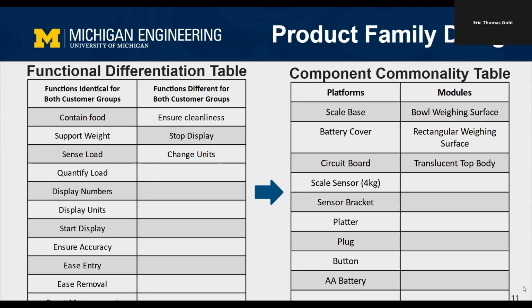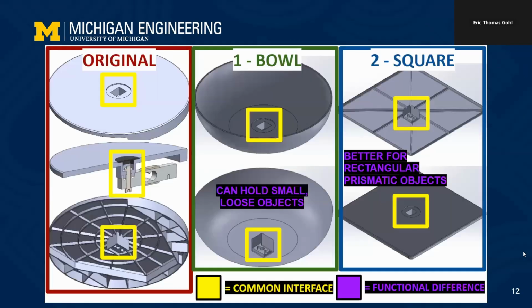This then translates into the component commonality table, where you can see most of the parts are the same across platforms, and only the upper parts separate the modules, as can be seen in this slide, where you can see the original circular flat pattern, and then also the bowl module that is for small loose objects, and the square module, which is better for supporting larger prismatic objects. They have a common interface in that they all attach to the weighing support.